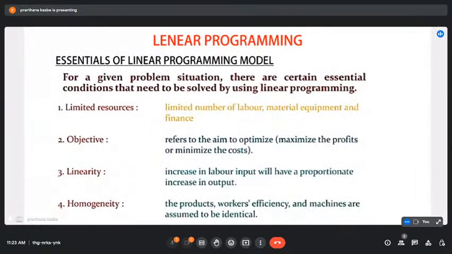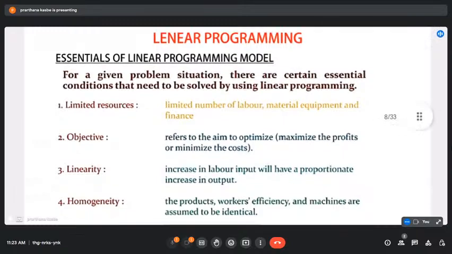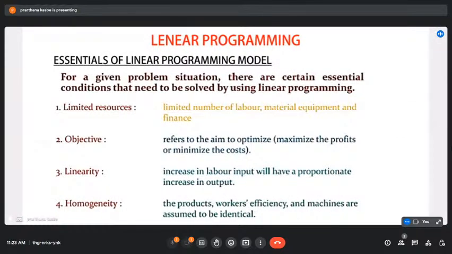So, the essentials of the linear programming model. What are the essentials? For a given problem situation, there are certain essential conditions that need to be met when using linear programming. When we solve a linear programming problem, some objectives and essentials are more important. First is limited resources: limited numbers of labor, material, equipment, and finance. That is considered the limited resources.